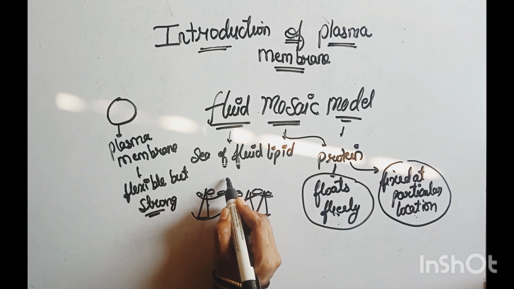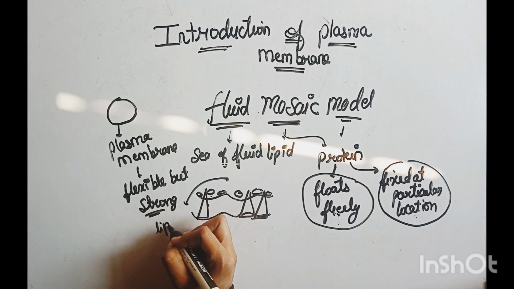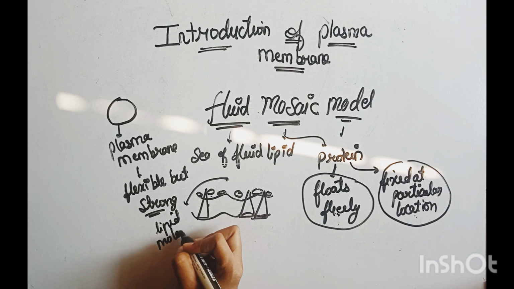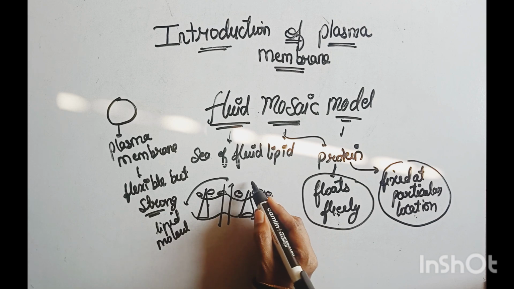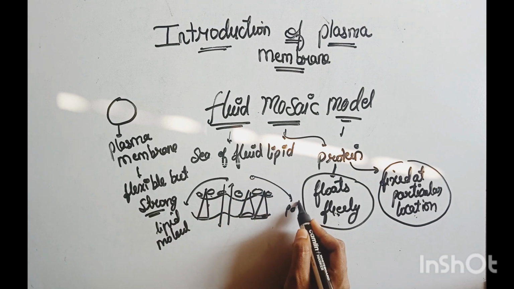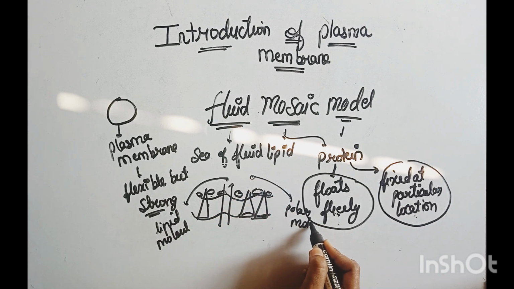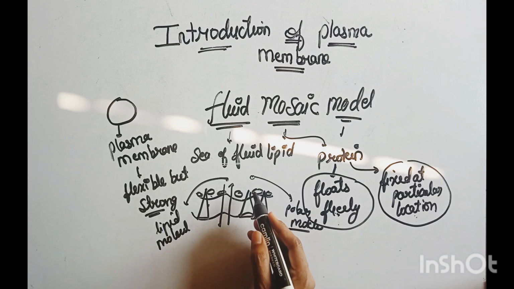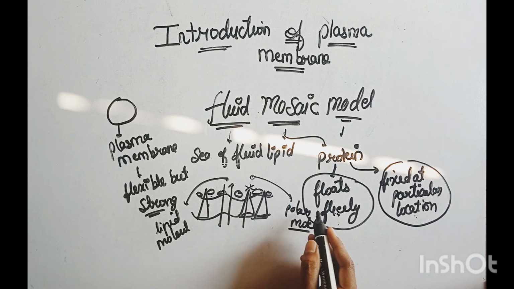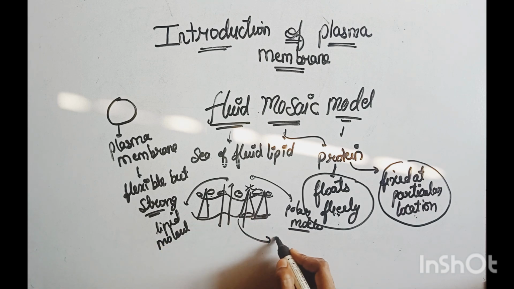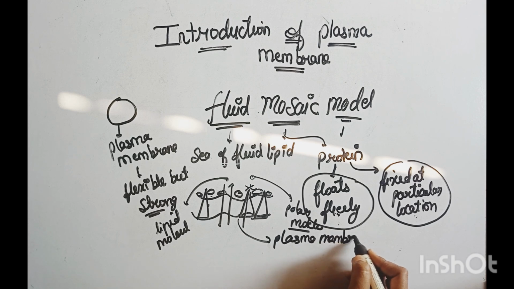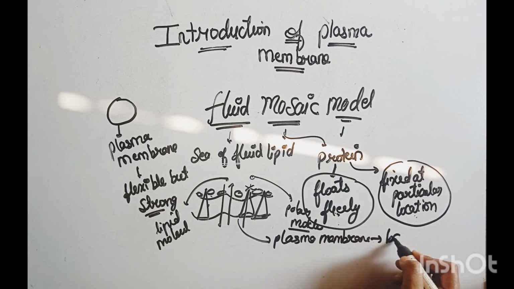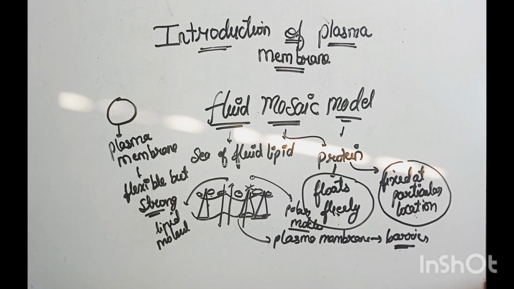Some lipid molecules can enter and exit the cell freely, but some polar molecules cannot enter and exit the cell freely. So this plasma membrane acts like a barrier for the polar molecules.